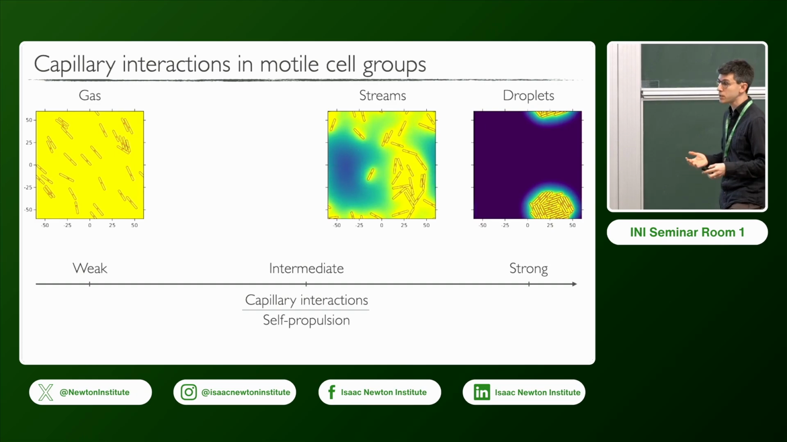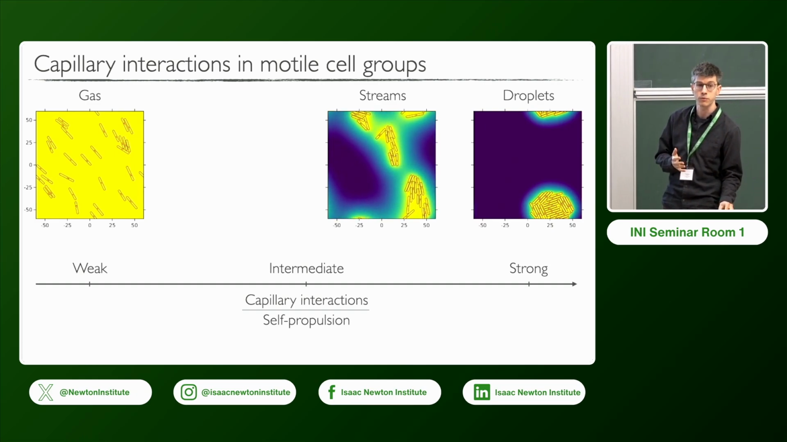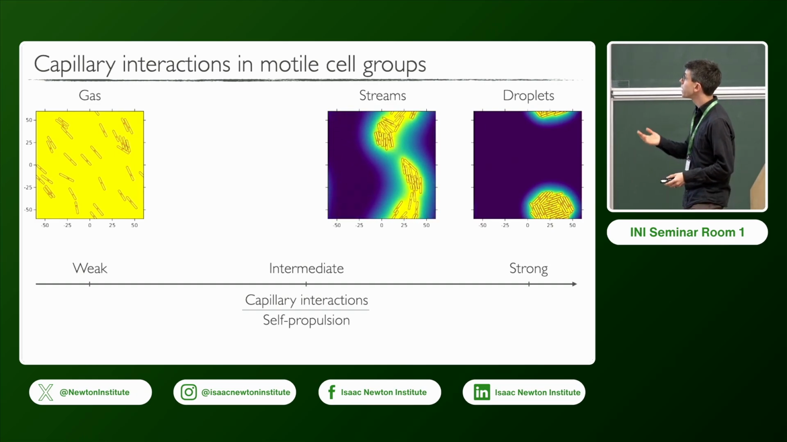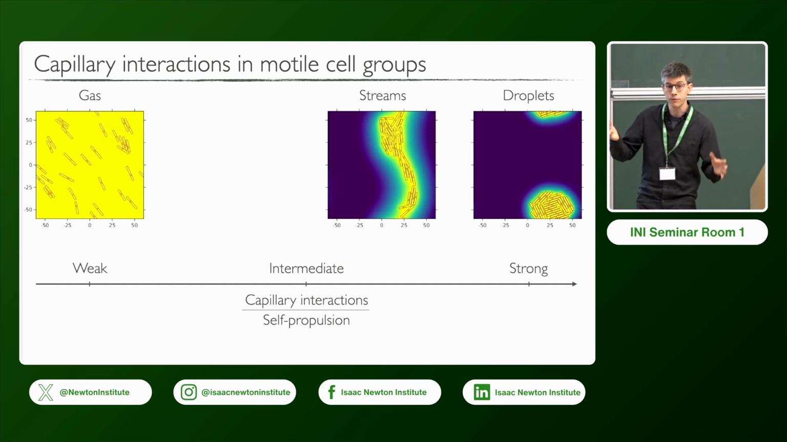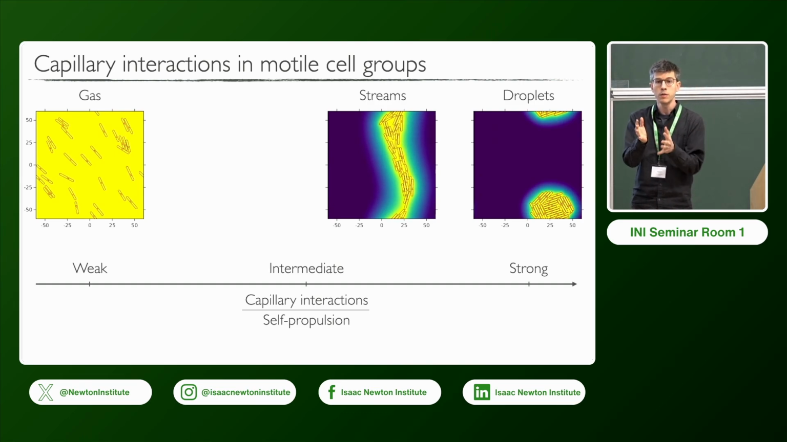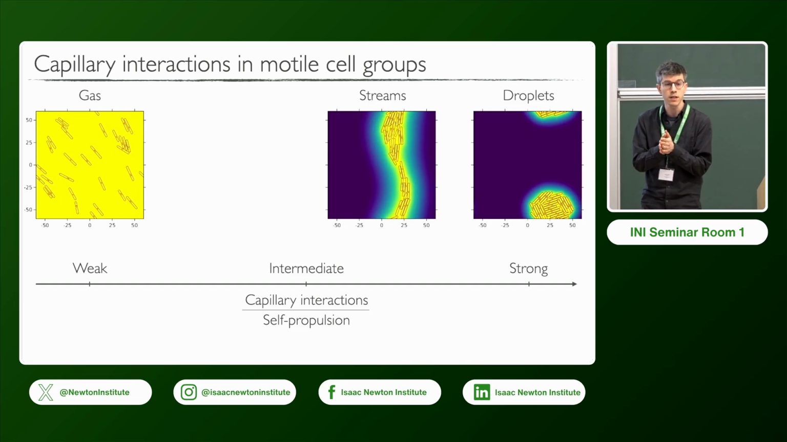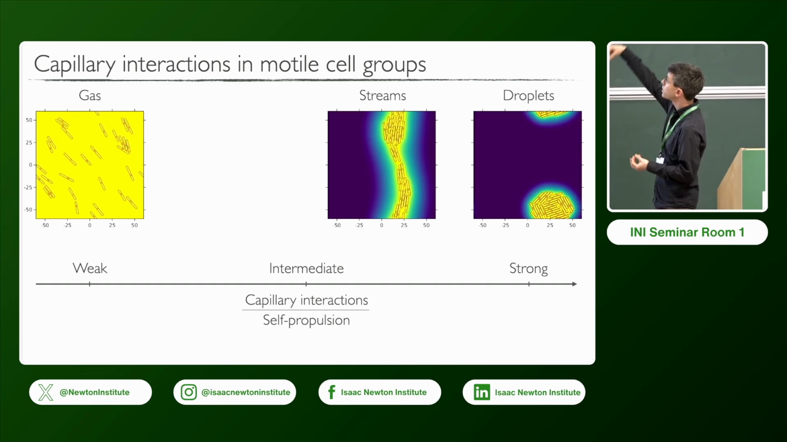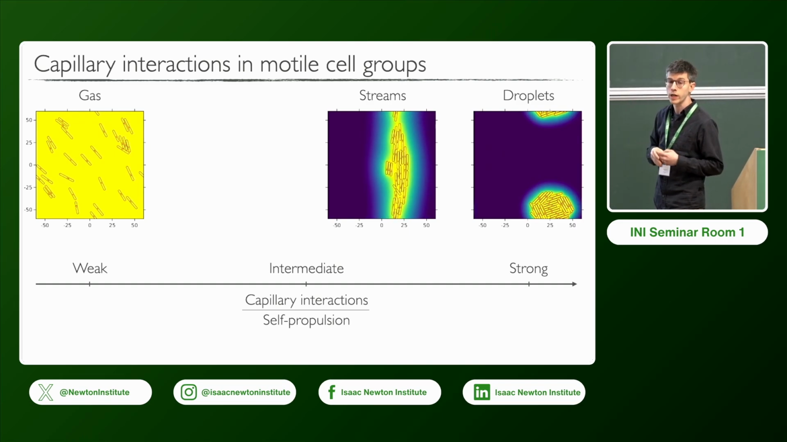In intermediate regimes in which the capillary and the self-propulsion forces are similar in magnitude, the capillary forces still make cells come together, but the cells can deform the interface, and then they can elongate along this axis of nematic order and form streams, nematic streams, which are actually very close to what's seen in experiments.